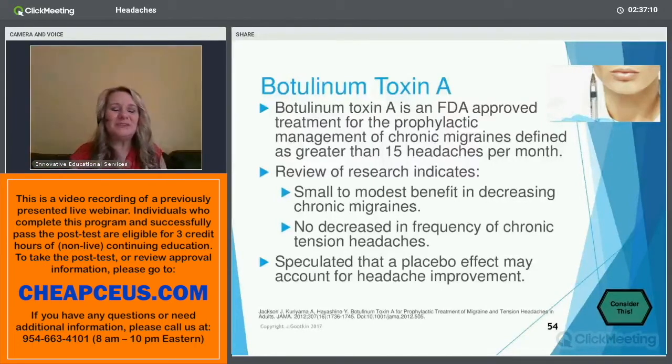You know, they say with the placebo, does it tie into that, you know, you look better, you feel better kind of thing? Or is there truly a benefit from the Botox in terms of alleviating the migraine symptoms? Verdict is out, so it's a conversation for the patient to have with their physician.